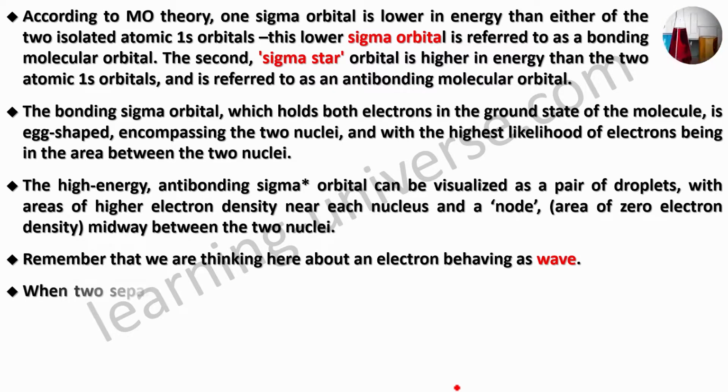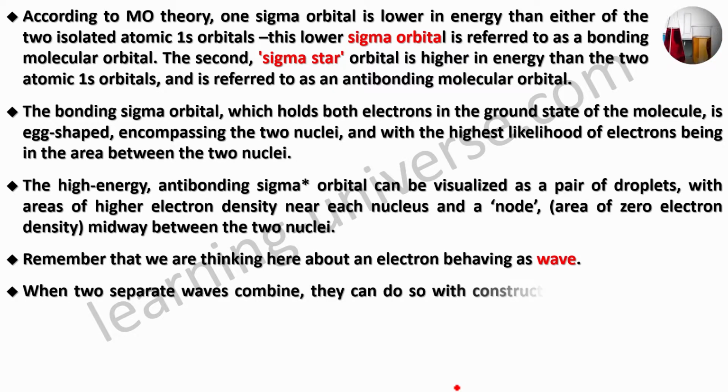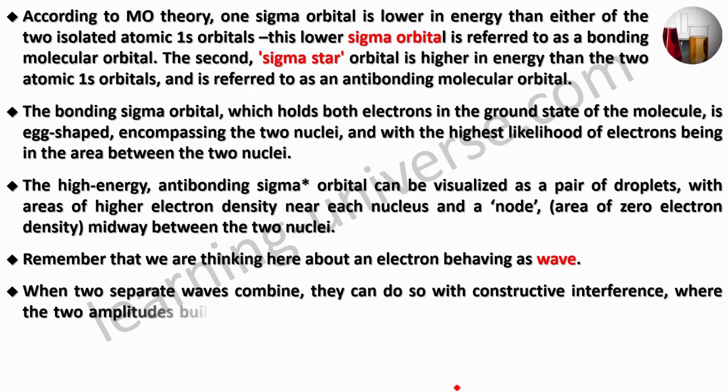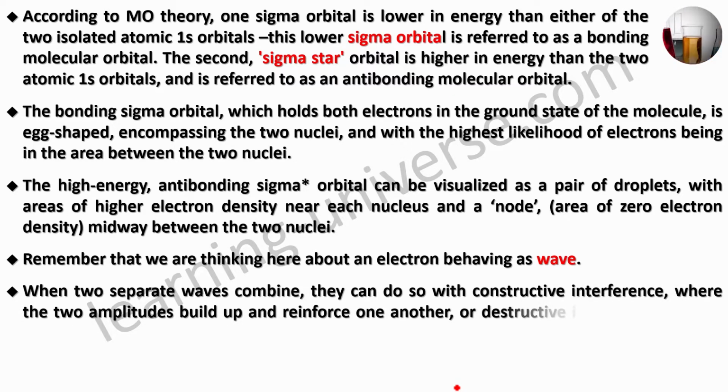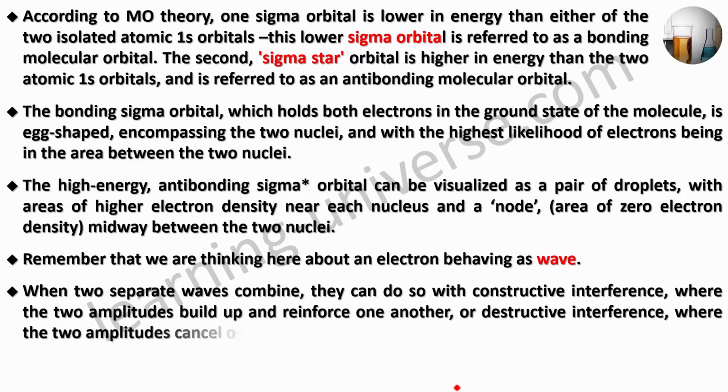When two separate waves combine, they can do so with constructive interference, where the two amplitudes build up and reinforce one another, or destructive interference, where the two amplitudes cancel one another. So when the crest of one wave meets the trough of the other wave, it cancels out. When the crest and the crest meet, and the trough and the trough meet, it is a constructive interference.